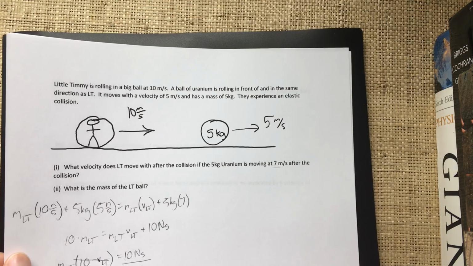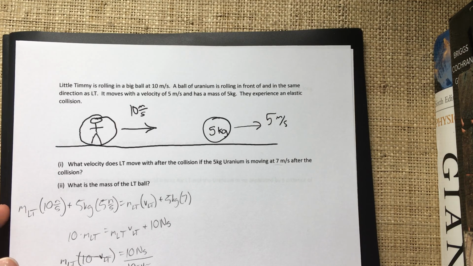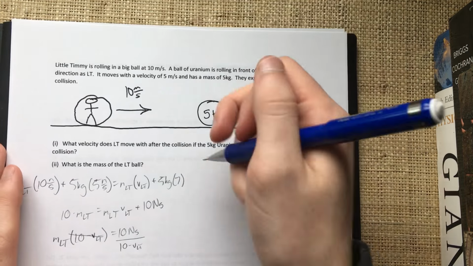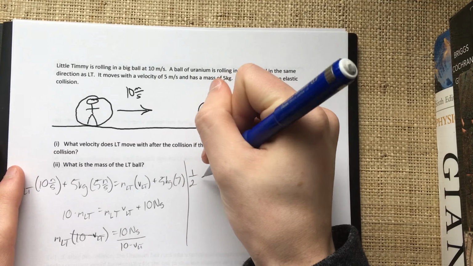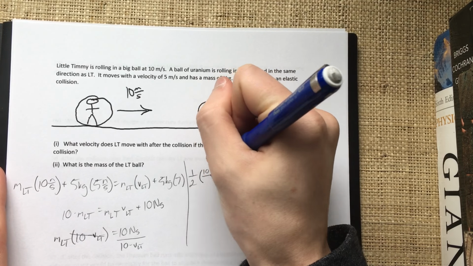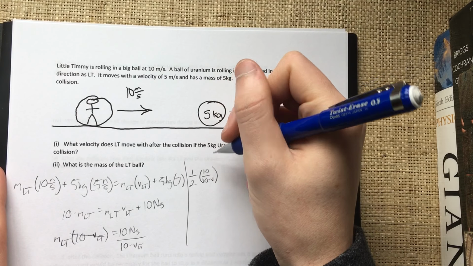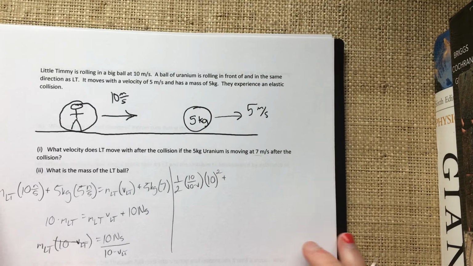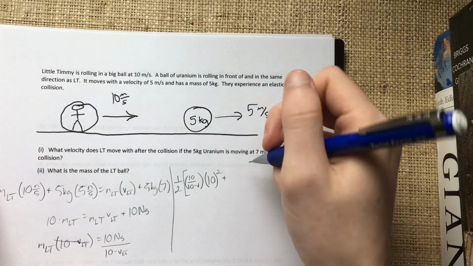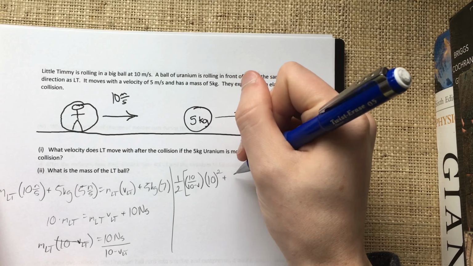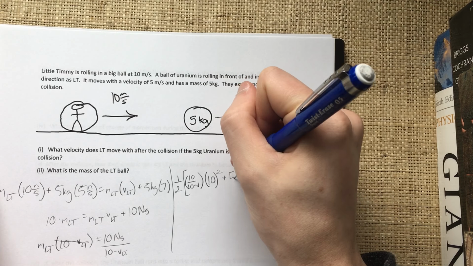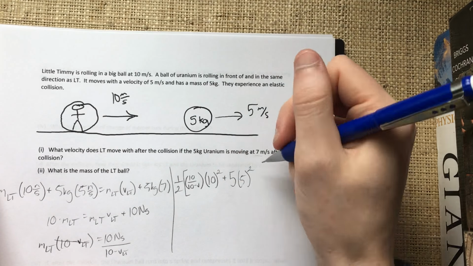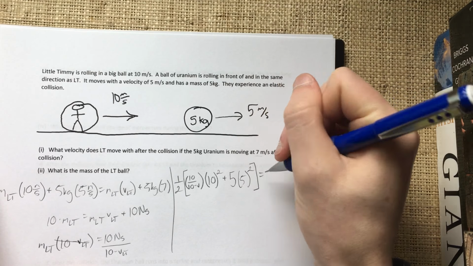Now I can use that for the kinetic energies. So we'll go, where do I want to write this? Up here. 1/2, and instead of using little Timmy's mass, we're going to use 10 over 10 minus V times his initial velocity 10 squared, and then I'm going to bracket this. Yeah, there we go. And then the mass of this, 5 kilograms, this uranium, times its initial velocity squared. And then close the bracket, equals 1/2.